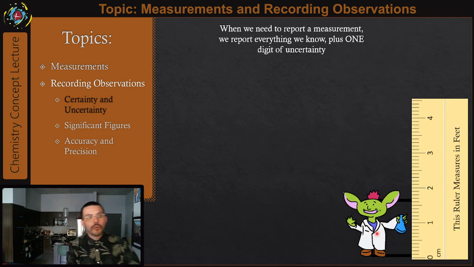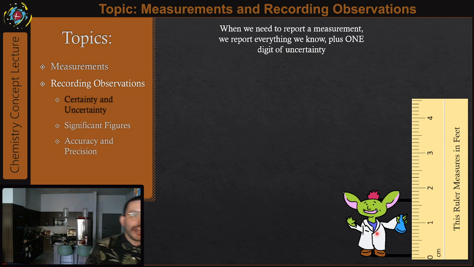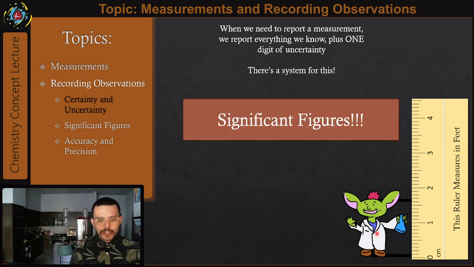Okay. When we need to report a measurement, we report everything we know plus 1 digit of uncertainty. So in this case, we did 1.61 because we knew the 1.6 because we can see 1.6, and we added that 1 to give one layer of uncertainty. There's a system for this. It's called significant figures, and it's the next topic.